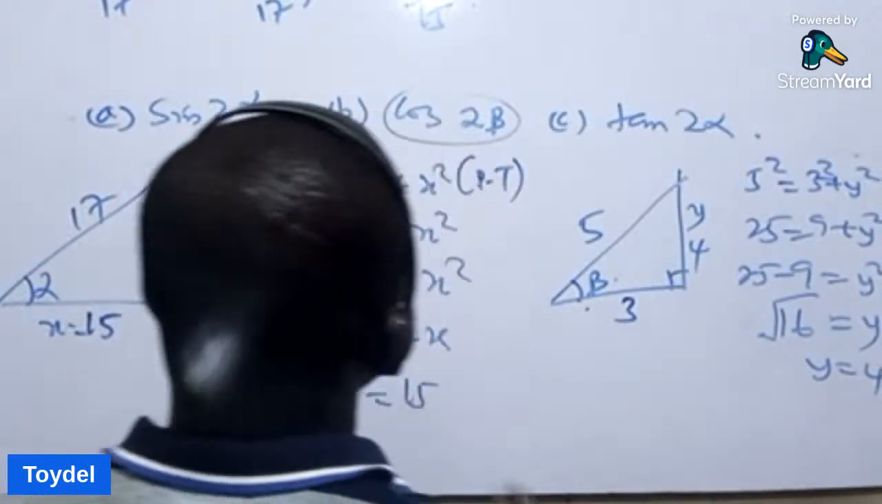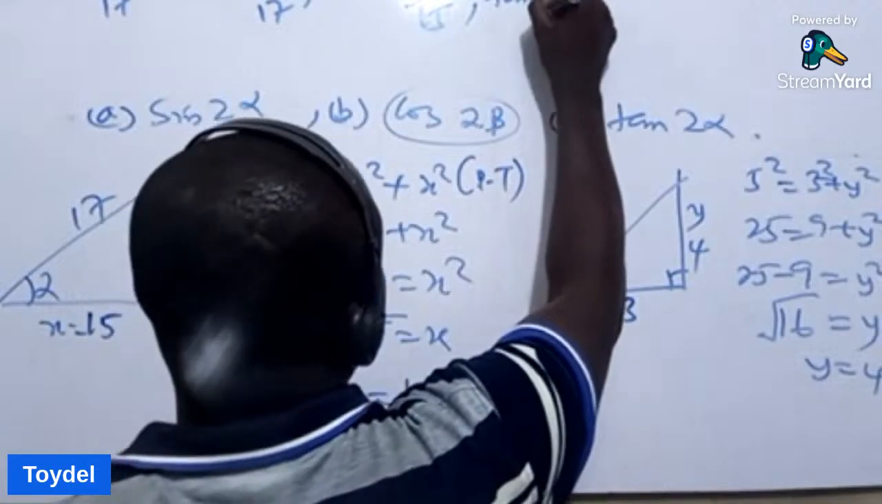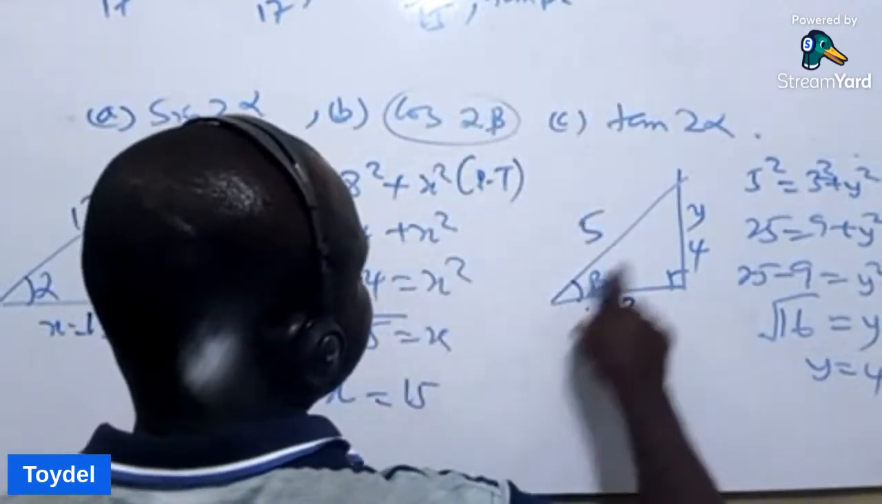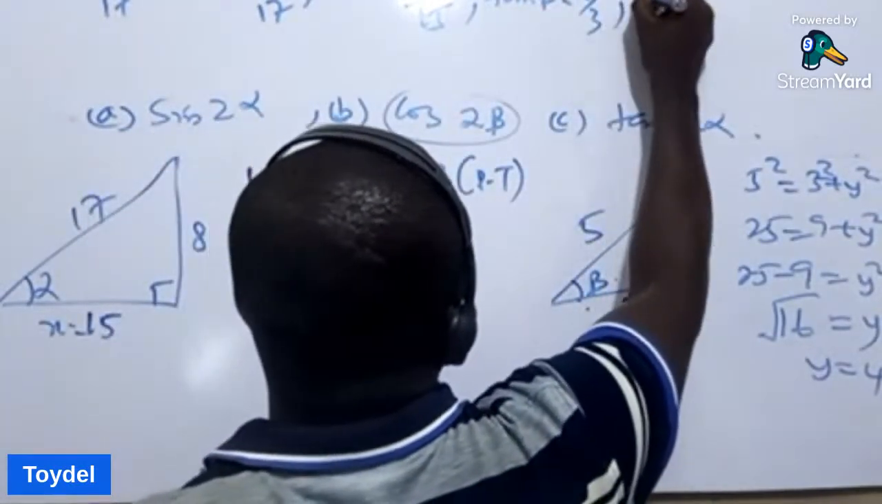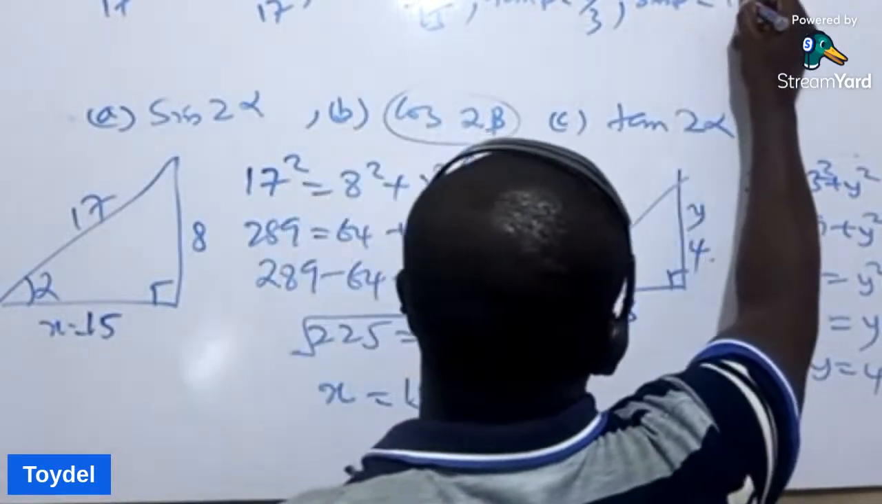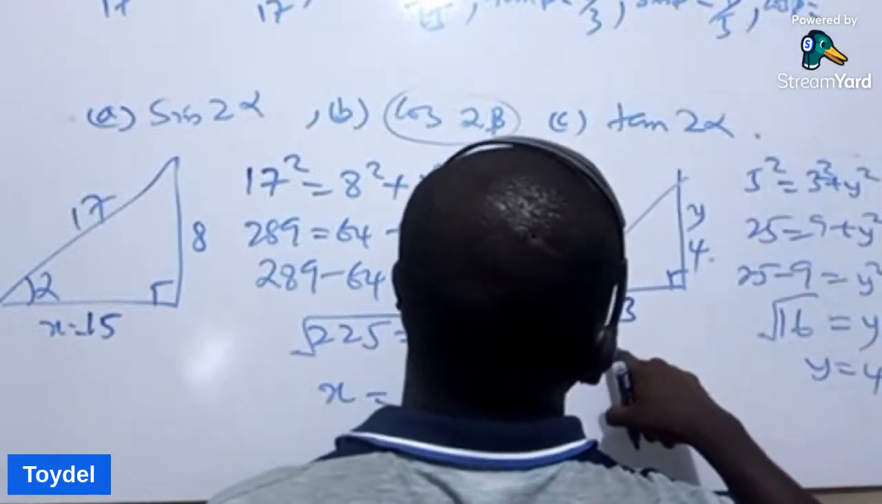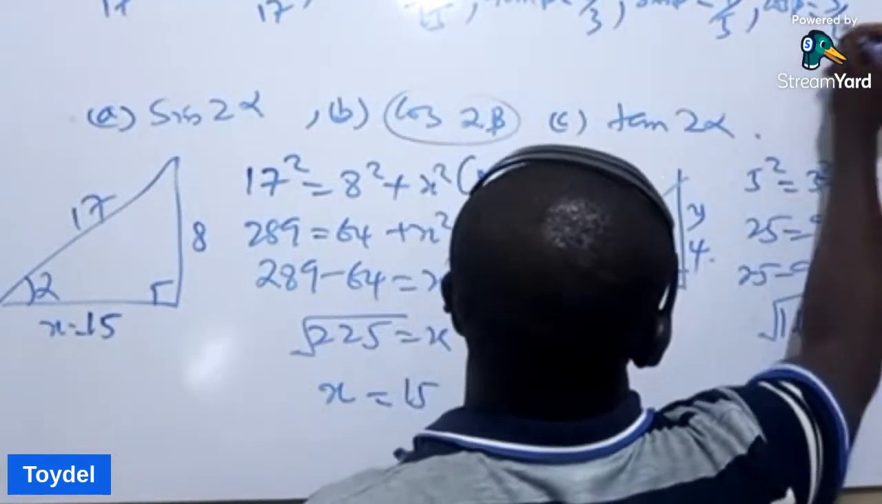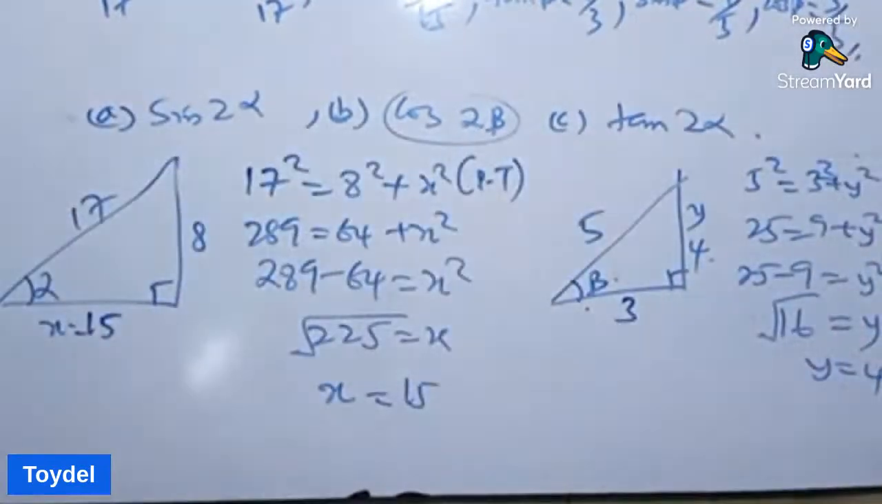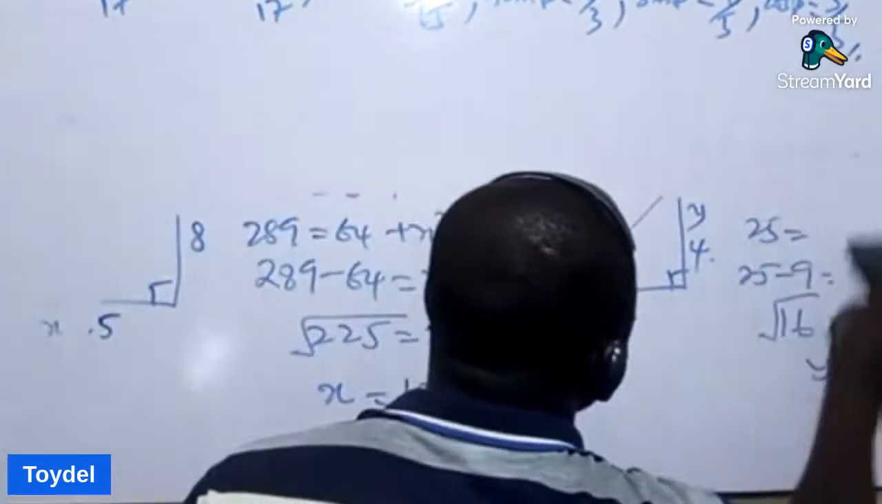With this now, we can get the expressions for beta. Tan beta will be 4 over 3. Sine beta will be opposite over hypotenuse, that's 4 all over 5. Cos beta will be adjacent over hypotenuse, which we are given as 3 over 5. So we have gotten the expressions for sine, cosine, and tangent for everything. We will now start from the first one.